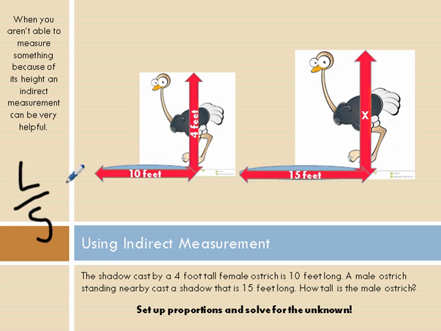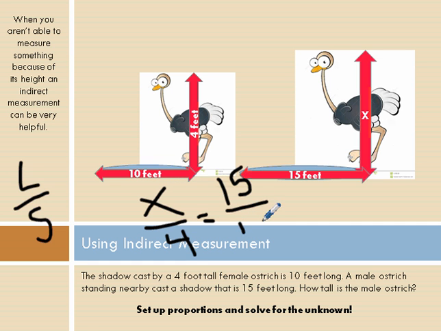So if I take my larger measurements, the height of the ostrich is x for the larger one over 4 for the female. And then I'm looking for my shadows and I'm setting up my proportions. Again, looking at the larger one to go on top, which I know is 15 feet. And I'm going to be placing that over the smaller ostrich's shadow, which is 10 feet.